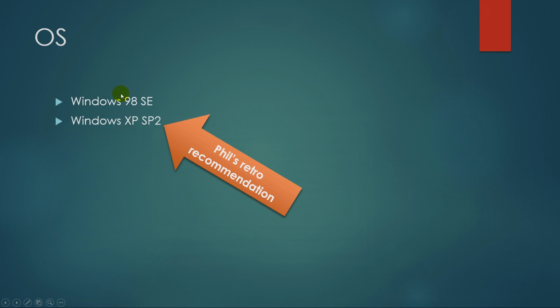In terms of operating system, you can either go with 98 SE or Windows XP. I recommend you go with XP. At least I would go with Service Pack 2. It fixes a lot of issues. You don't have to install many drivers. It supports USB and everything, but it's not as bloated as Service Pack 3, so it still runs well on a Pentium 4.